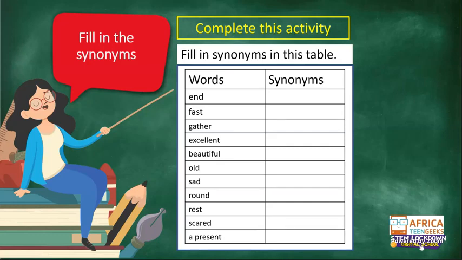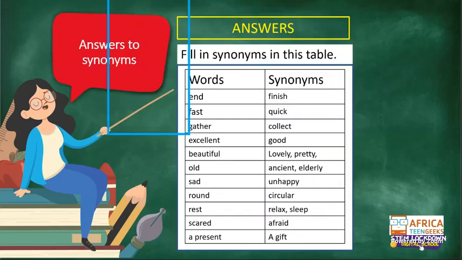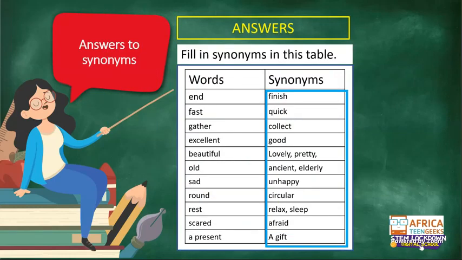Well done. Right, everybody. Well done. So we've got, that was very good. Finish, quick, collect, good, lovely, pretty, ancient, elderly, unhappy, circular, relax, sleep, afraid, a gift. Right, so give yourself a mark out of 11.